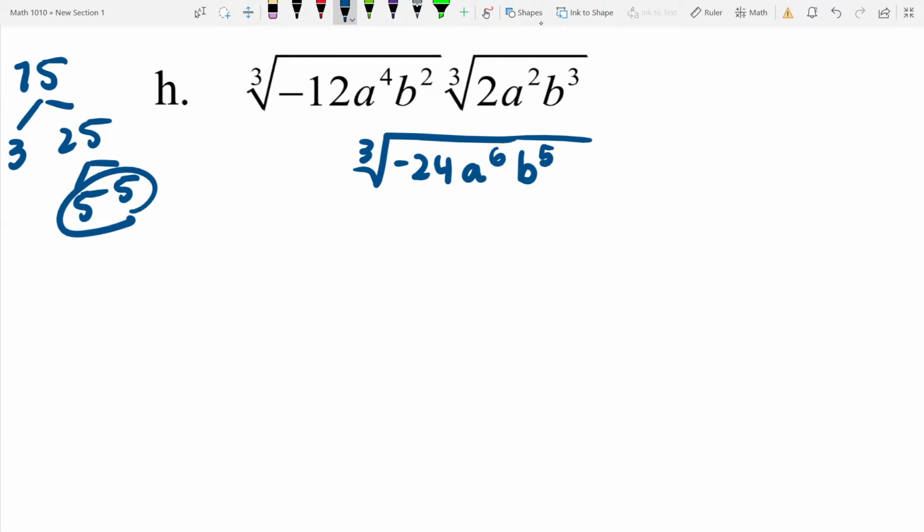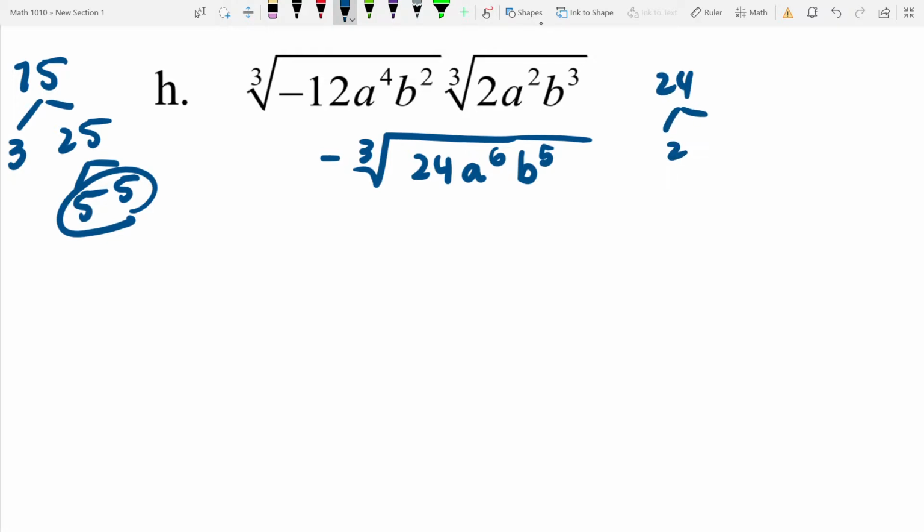Now, see the negative that's with the 24? Since that's an odd root, I'm going to pull that guy out right there, and I'm not going to worry about him anymore. He's out. Is the cube root of 24 a nice number? What do you think? We're kind of more difficult, right? Let's just break it down.